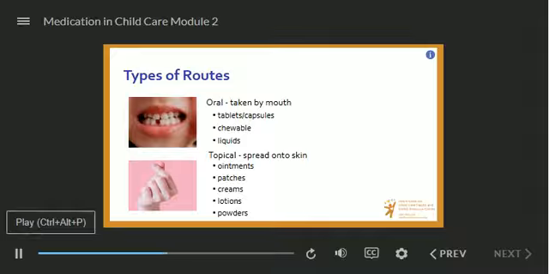Oral medications for children are often liquids to make them easier to swallow. The liquid medications can be solutions or suspensions, which are dry medications added to a liquid or syrup. Liquid medications need to be shaken well before being given. Some need to be refrigerated. Topical medications are spread onto the skin. They may be ointments, patches, creams, lotions, or powders.